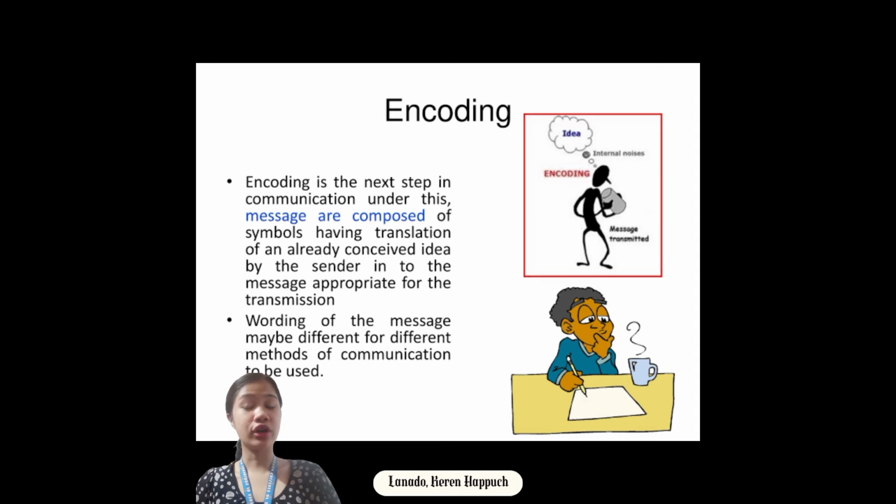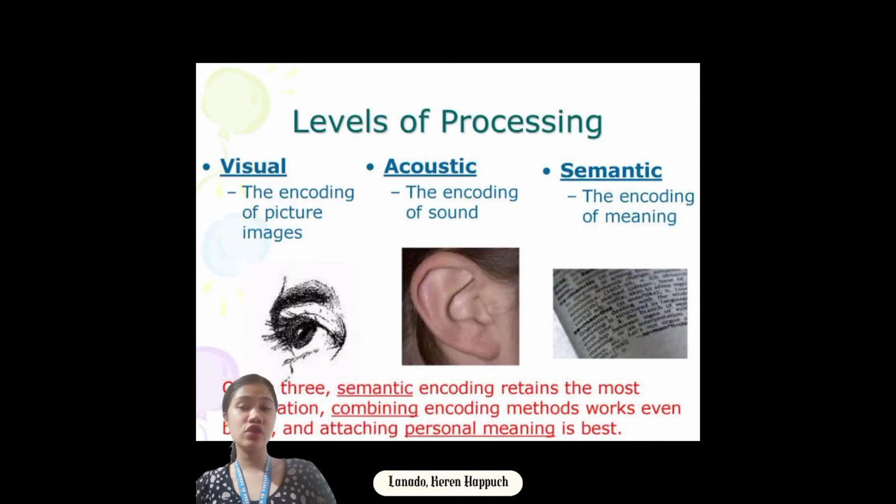Three types of encoding or levels of processing. So first is visual, the encoding of picture images. So visual encoding is the process of encoding images or visual sensory information. This type of information is temporarily stored in iconic memory and then is moved to long-term memory for storage.